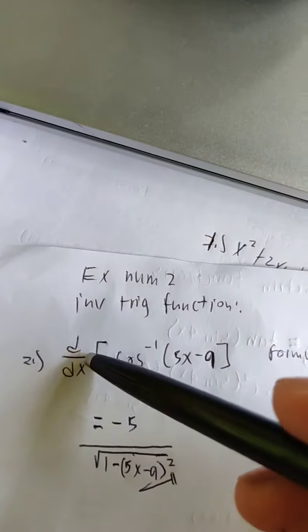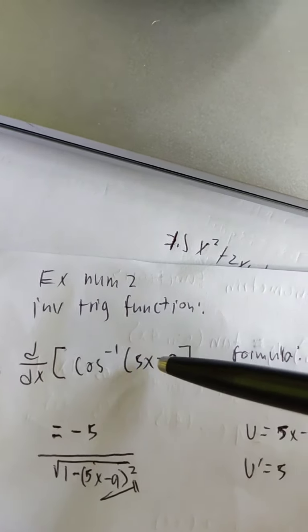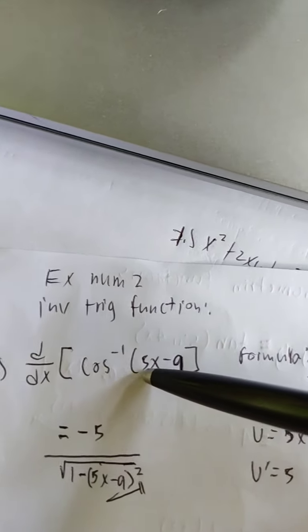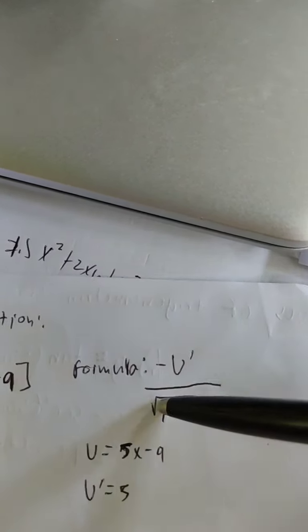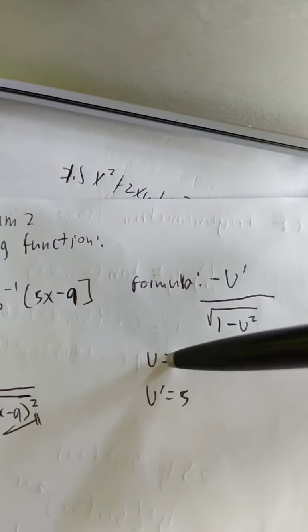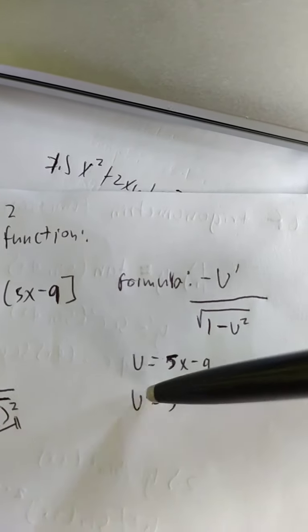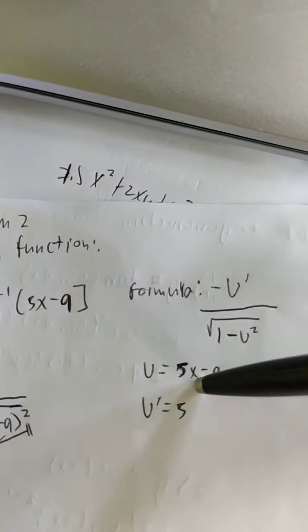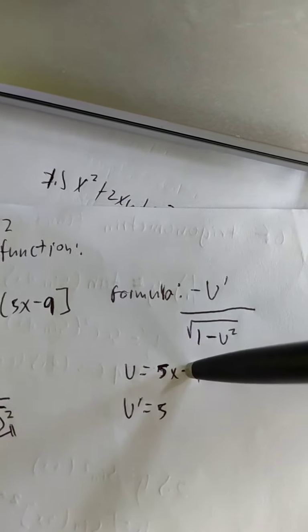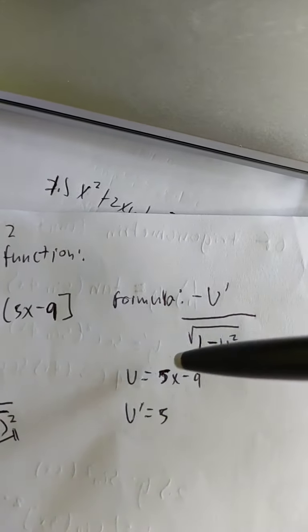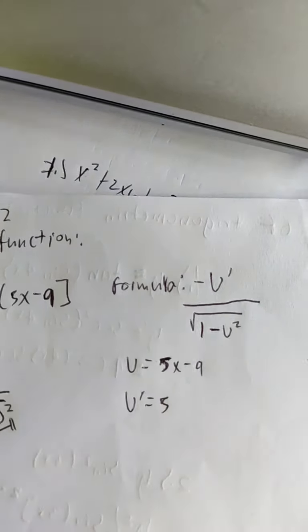So for example number 2 on the inverse trigonometric functions, we are given the derivative of arccosine of 5x minus 9. The formula for arccosine would be negative u prime all over the square root of 1 minus u squared. So our u would be 5x minus 9 and our u prime would be equal to 5. Because 9 is a constant, that will be automatically 0, and the derivative of 5x is just 5. So we're going to input this here.